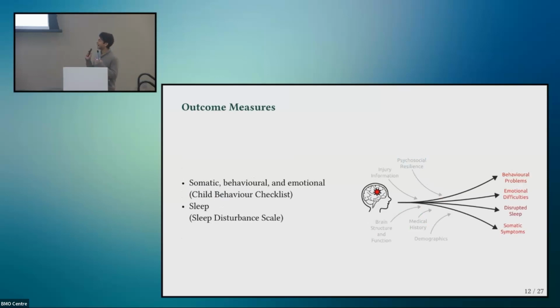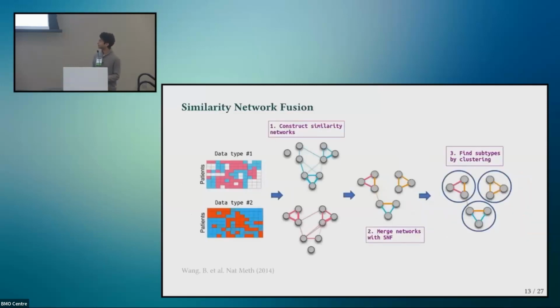We also have a few outcome measures that are not going to be used in the cluster analysis, and these include a variety of different subscales, so 8 different subscales covering somatic, behavioral, and emotional problems coming from the child behavior checklist, as well as total sleeping problems coming from the sleep disturbance scale.